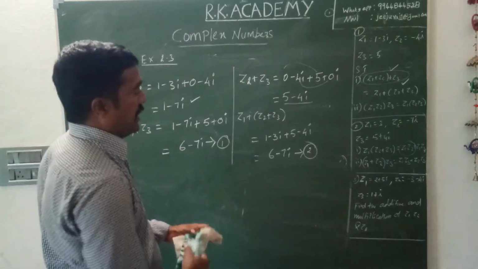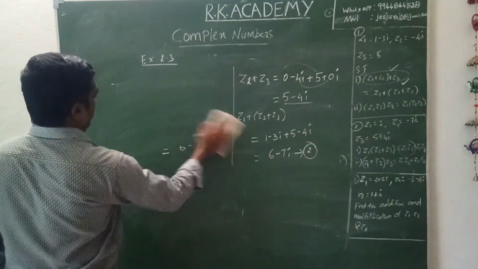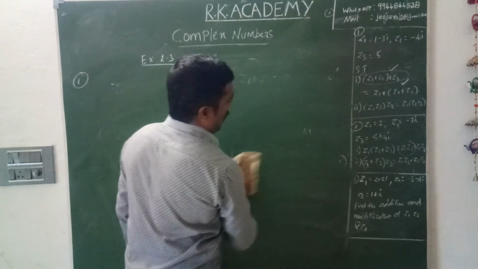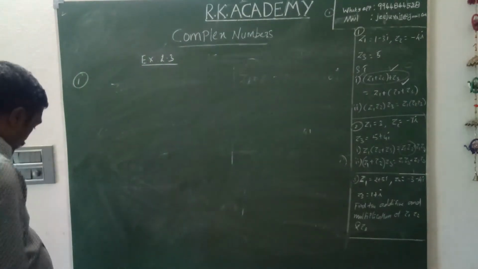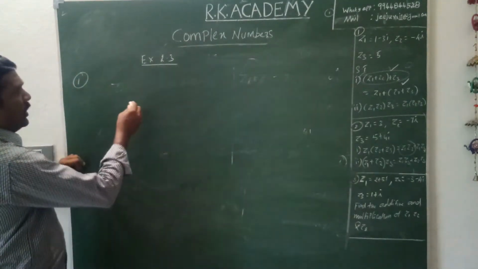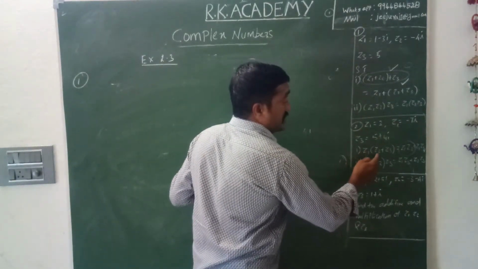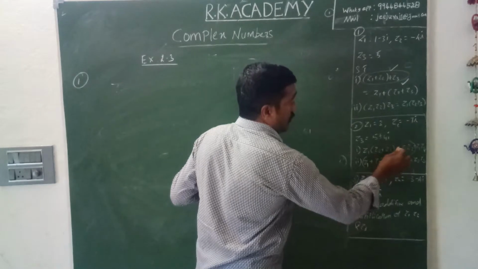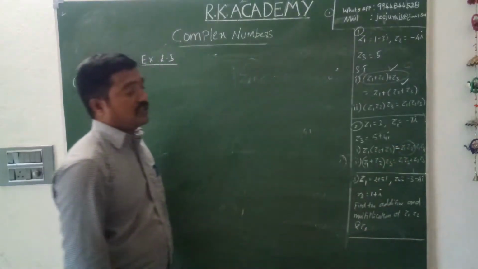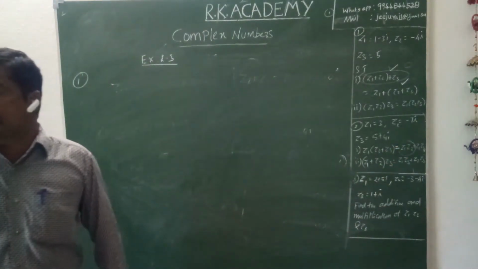Now listen, the second one. What about the second problem? Now you see the second problem. It's distributive. What is the distributive? Now we are taking three values, Z1, Z2, Z3. Z1 into Z2 plus Z3 is equal to, what about that? Z1 Z2 plus Z1 Z3.